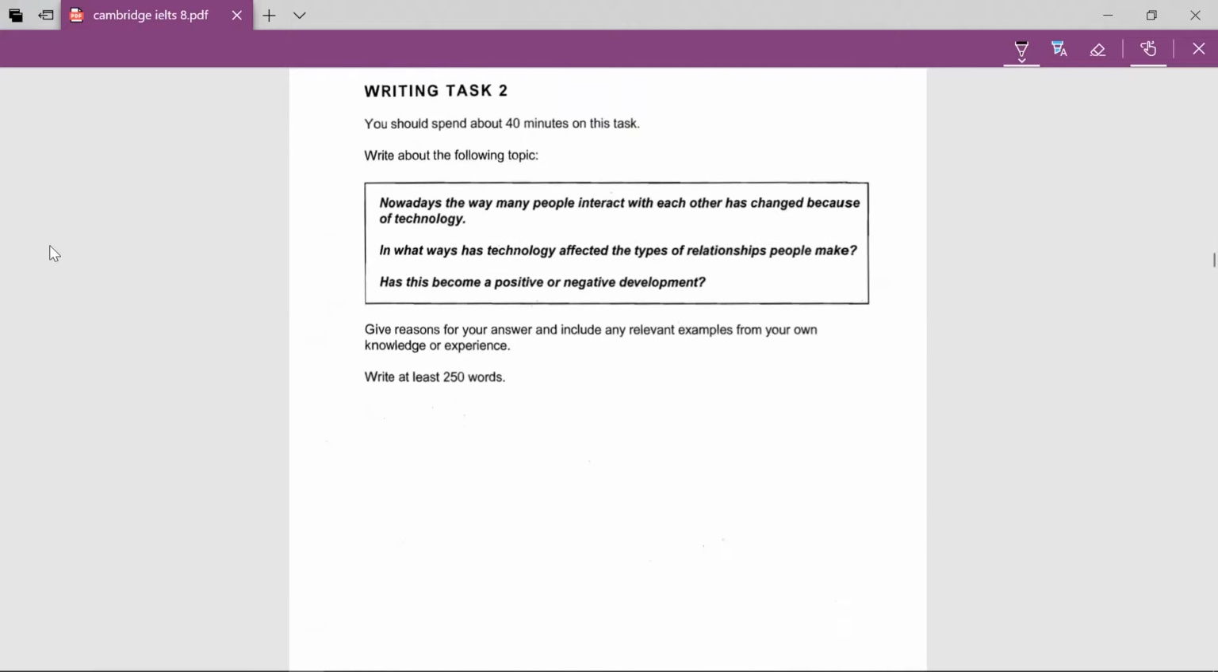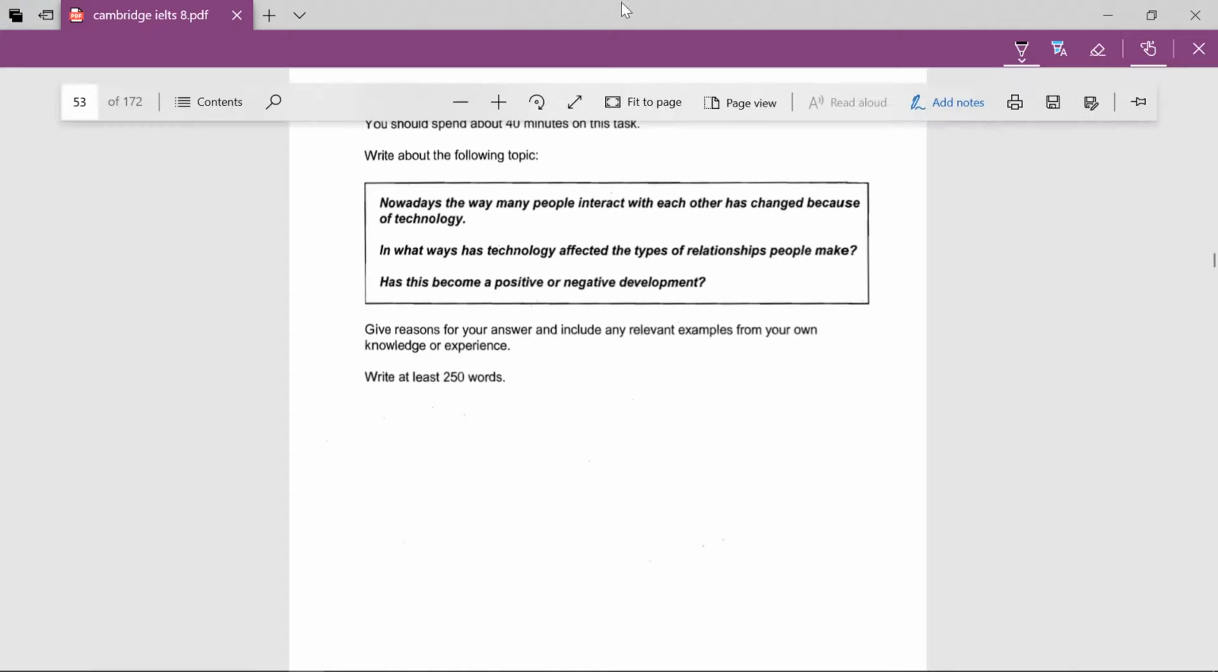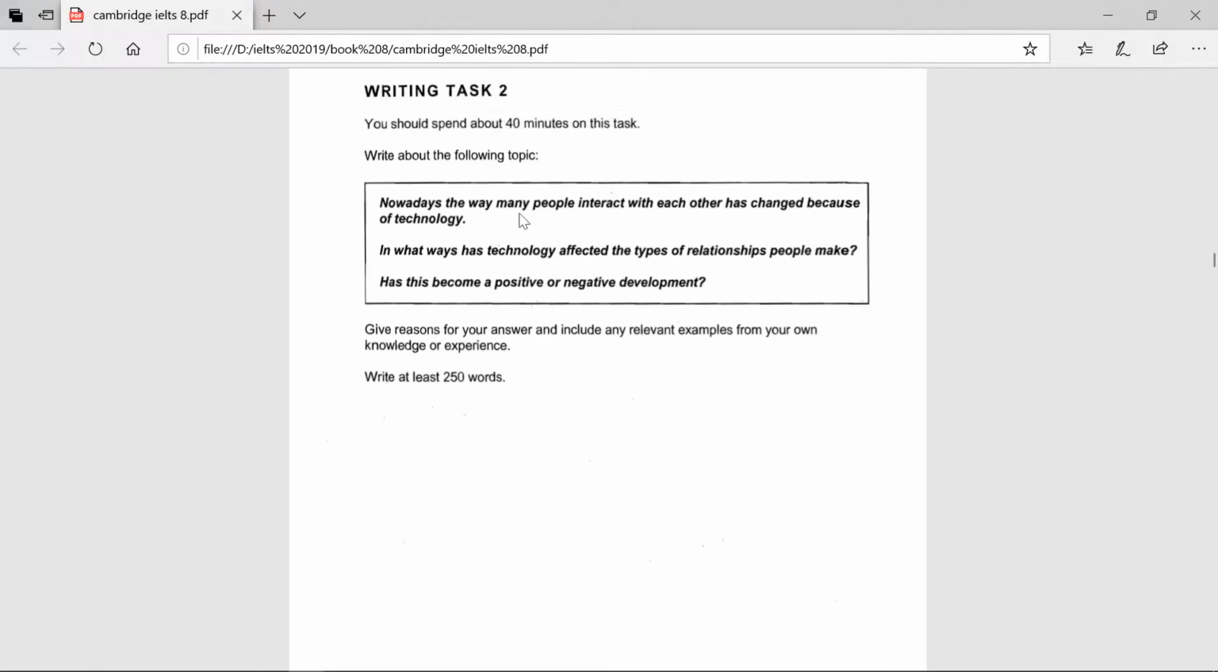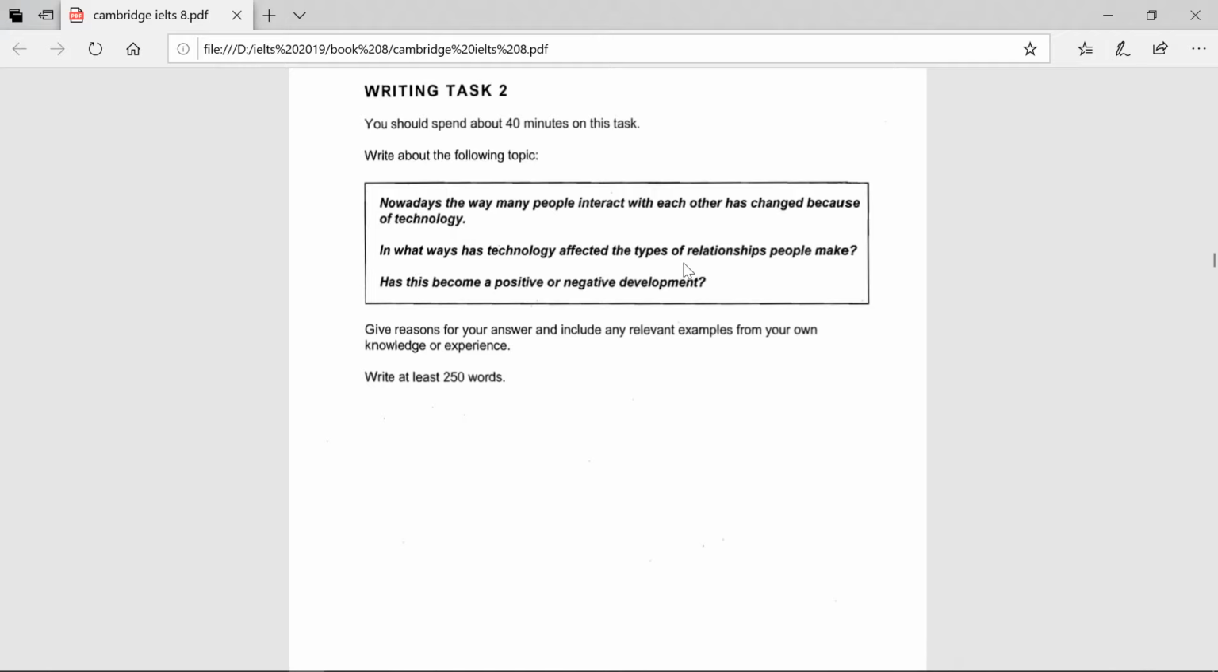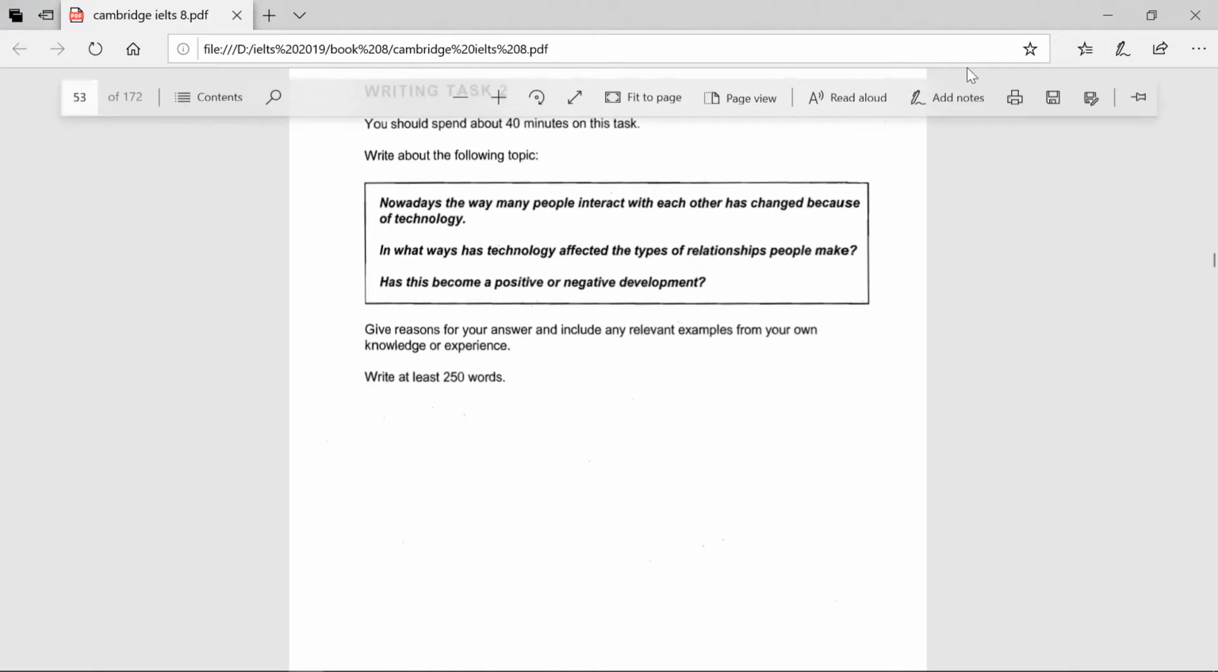Nowadays, the way people interact with each other has changed because of technology. Okay, so because of technology, people are interacting in different ways. I'll just mark it a little bit to make sure I understand it. Nowadays, the way people interact with each other has changed because of technology. In what ways has technology affected the type of relationships people make? Is this a positive or a negative development?